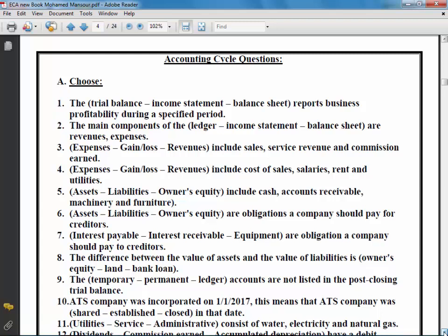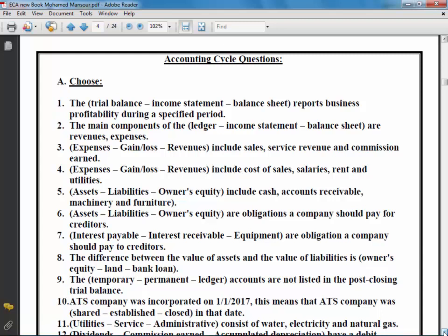Number 7. Interest payable, interest receivable, equipment are obligations a company should pay to creditors. Any account that has the word payable in it, the word payable means this is an obligation a company should pay to creditors. So the answer in number 7 is interest payable.